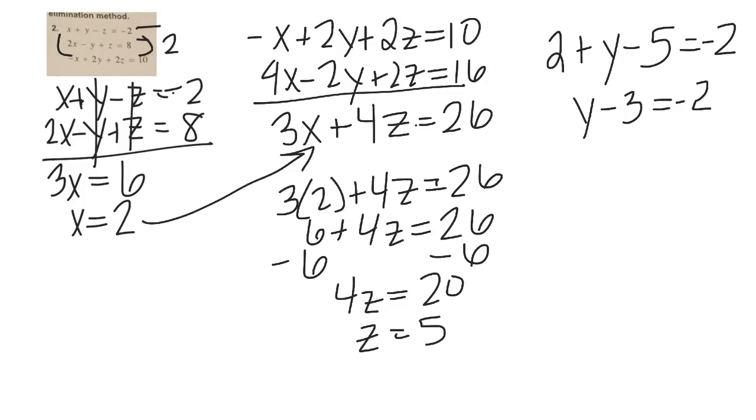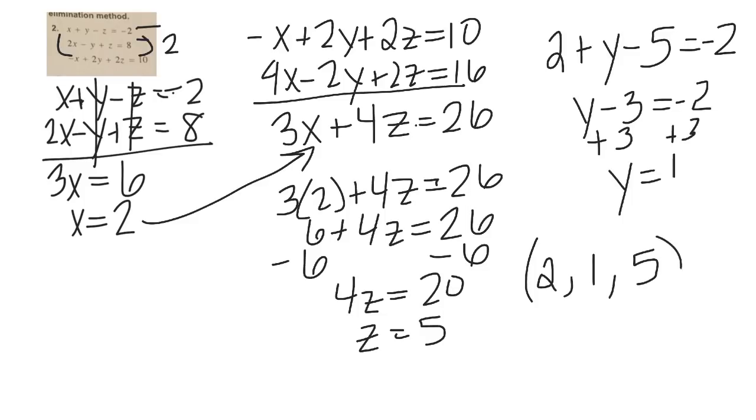And then we're going to add 3. So y equals 1. My ordered pair: x is 2, y is 1, z is 5. That's my final answer.